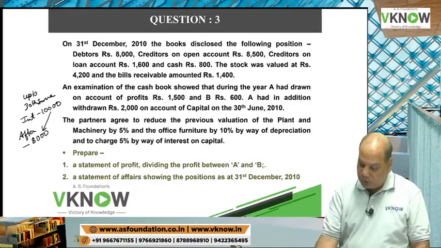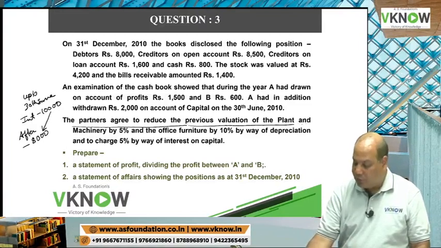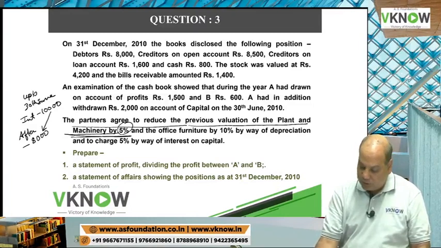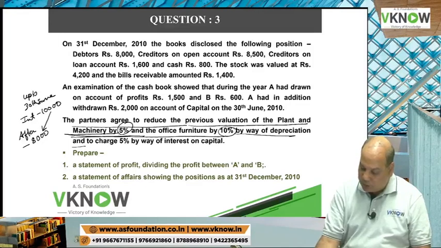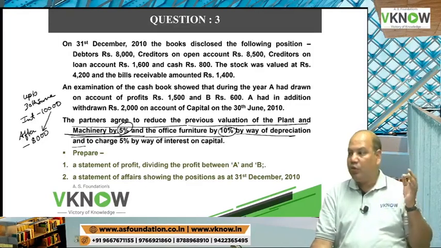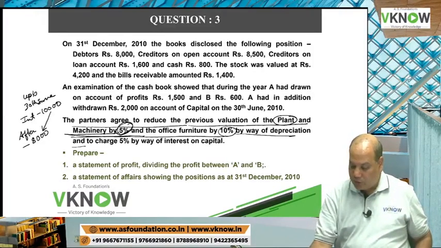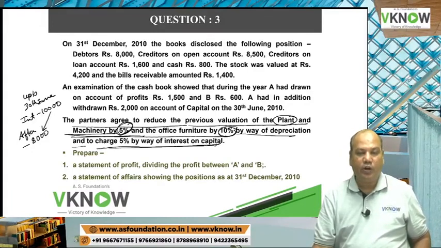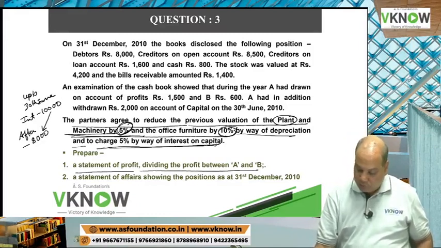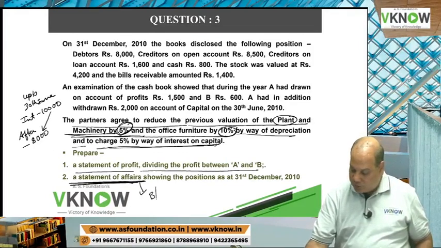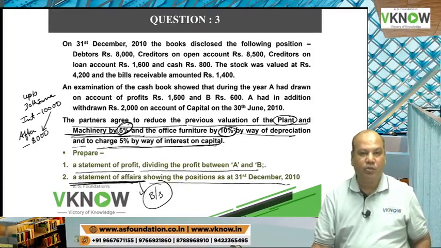Okay, the partners agreed to reduce the previous valuation of plant and machinery by 5%, that is depreciation, and the furniture by 10% by way of depreciation. So plant and machinery will reduce by 5%, furniture by 10%. What about building? Nothing is given, no depreciation on building. Plant depreciation 5, furniture 10, building 0. And they will also charge 5% by way of interest on capital. Prepare a statement of profit dividing the profit between A and B, and prepare a statement of affairs, which means a rough balance sheet showing the position on 31st December 2010.